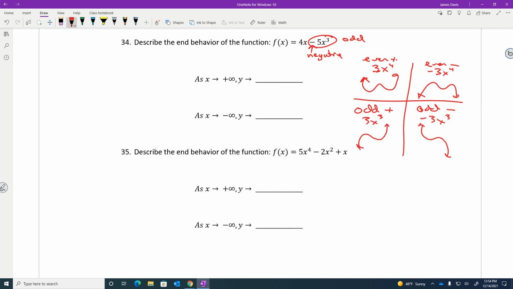So in this case, we've got a negative and an odd, so it means this one. When x goes to positive infinity, meaning as you move to the right, the function goes down to negative. And as you move to the left, toward negative infinity, the function goes up to positive. So that would be it.